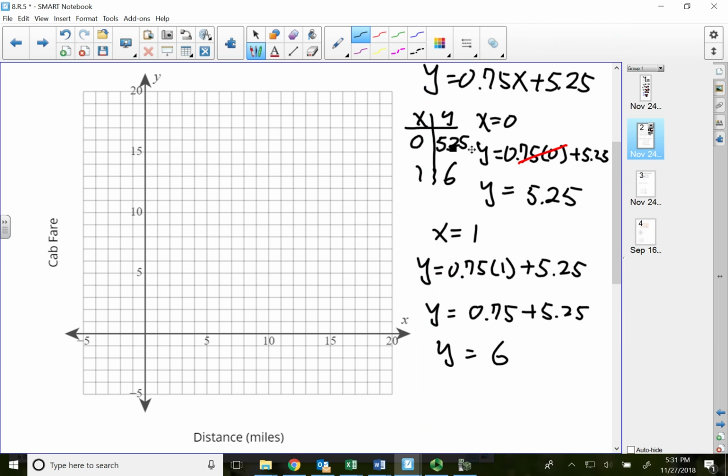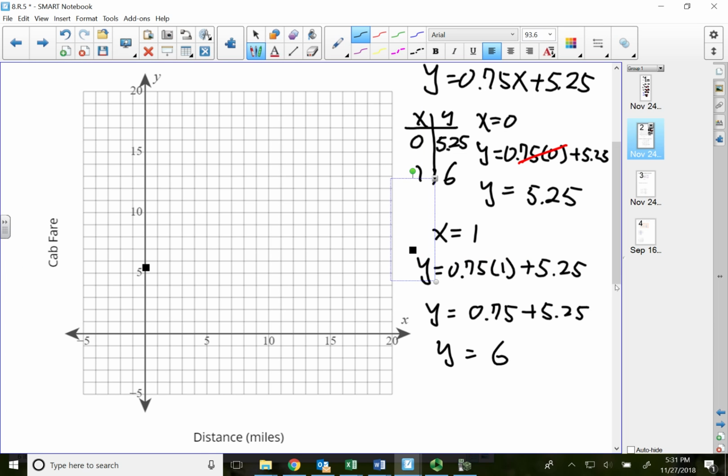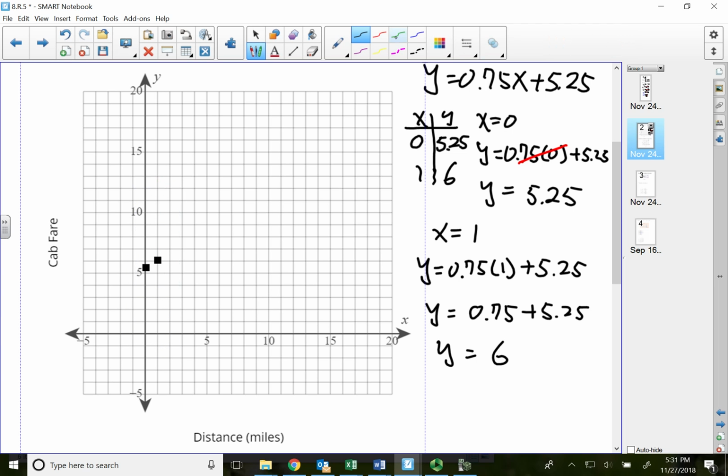All right, so for the 0, 5.25, 0 means do not go left or right, just go straight up 5.25. So I'm gonna just move slightly above the 5 here. Then 1, 6. I purposely picked 1 for x, so I know my y value will be a whole number. To the right 1, up 6. So that'll be about right here. Once I plot 2 points, I can connect them with the line. So what this graph is showing is the more miles I travel, the more money I got to spend, of course.